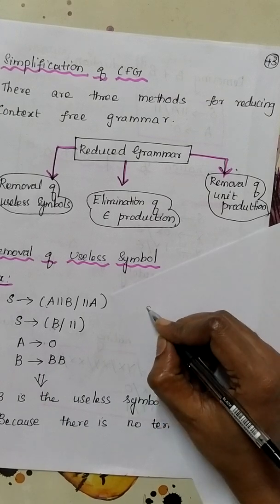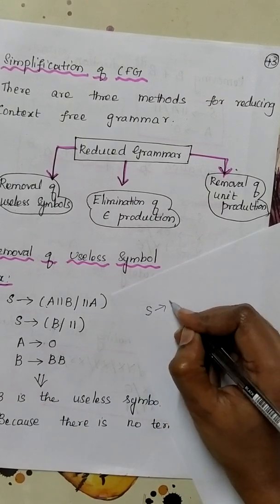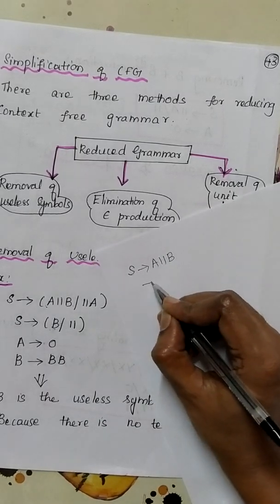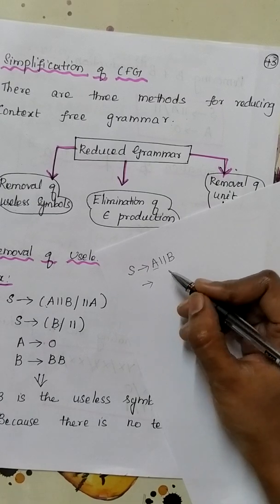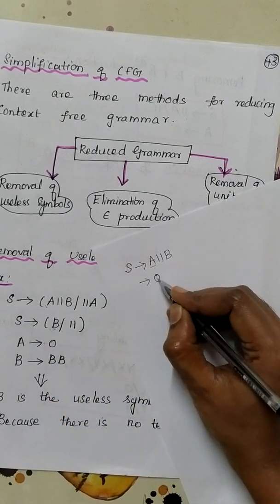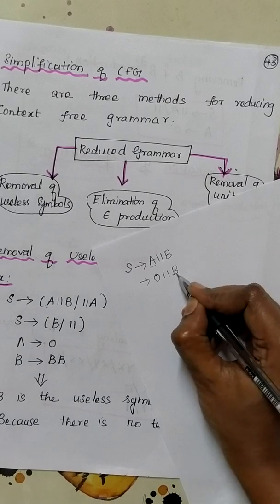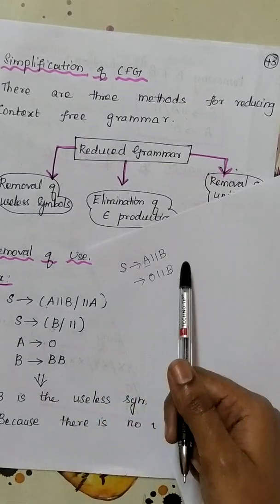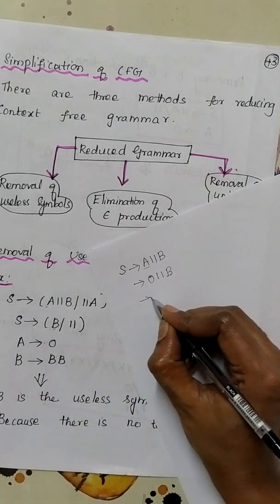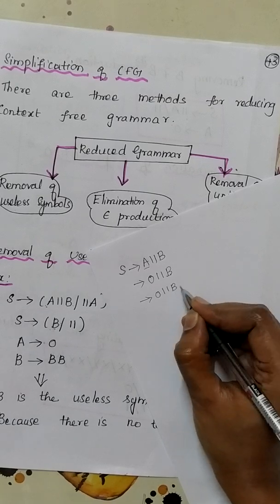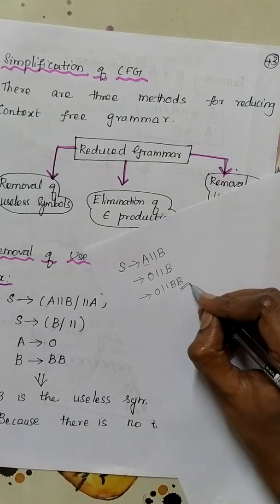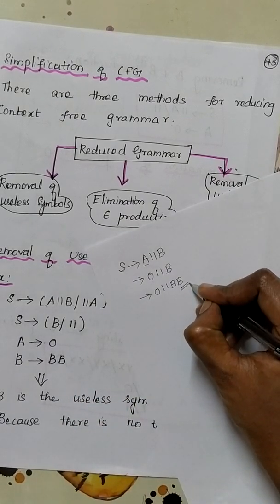I will show you. Here I am taking S tends to A11B. I am considering the variable A first. There is a production A tends to 0, so I am applying 0, 1, 1, B. Then I check whether there is any production in B that has terminals. B tends to BB, so it again goes to two variables, and no other production ends with terminals in B. So definitely this B is said to be the useless symbol.